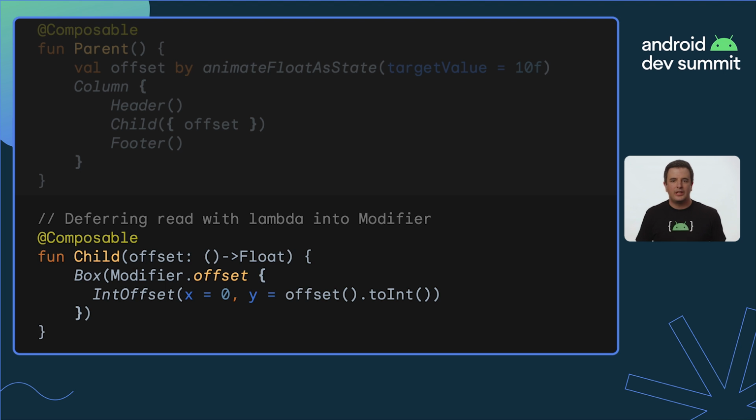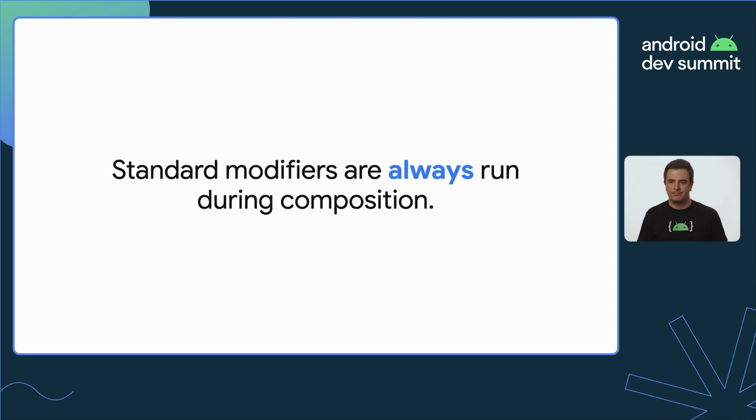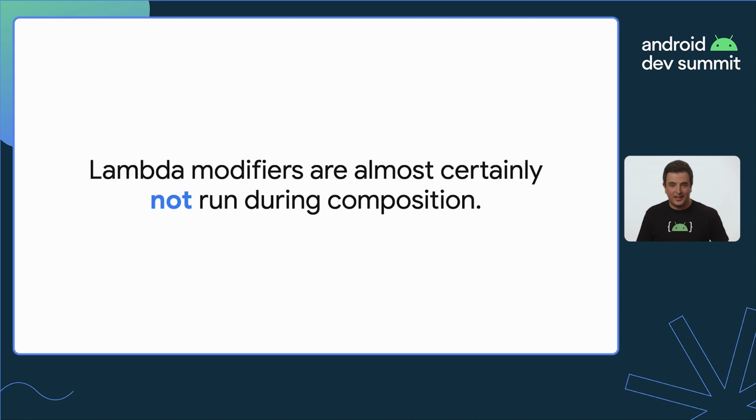So in this case, we can move the read of the offset into the offset modifier. This offset modifier is run during the layout phase, and doing this will mean composition is skipped altogether. How do you know what phase of compose a modifier runs in? Well, if it's not a lambda-based modifier, it will always be run in composition. If it is a lambda-based modifier, it is almost certainly not running in composition. While this is not guaranteed, you can almost always assume it will be to start debugging.